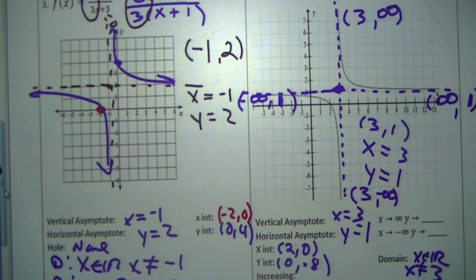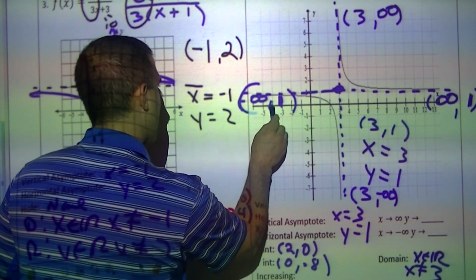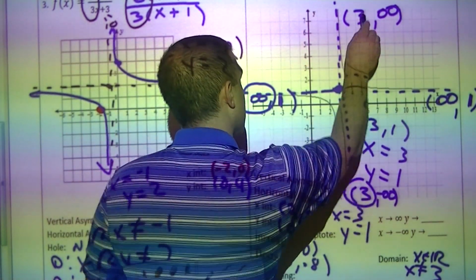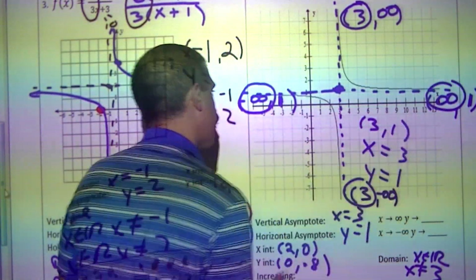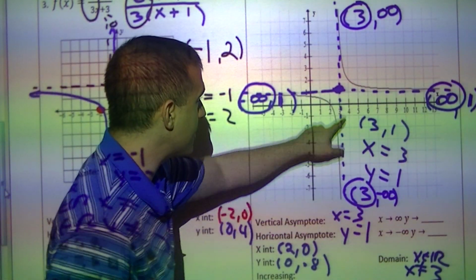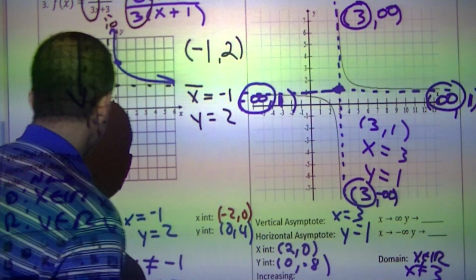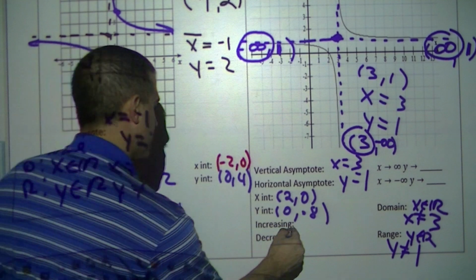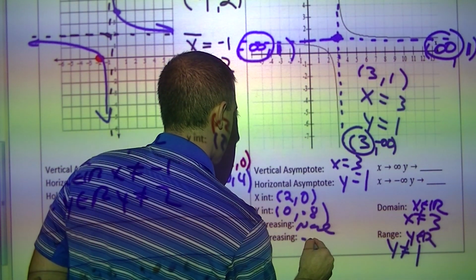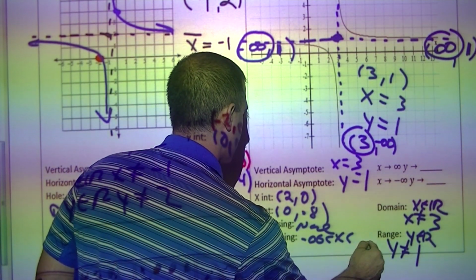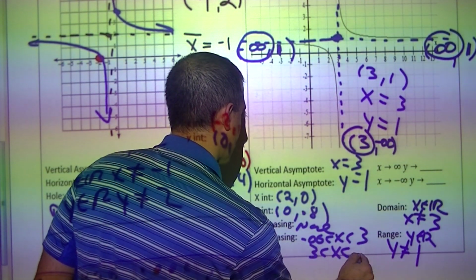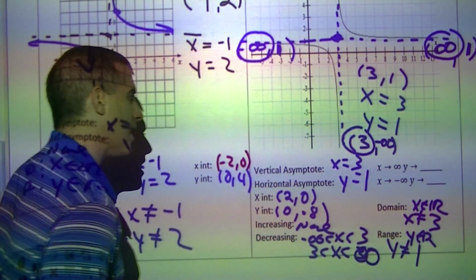To do the increasing, decreasing, all we care about are these x coordinates. If I start here and trace, that's decreasing. Jump up here, that's also decreasing. So it's none for increasing. It's decreasing from -infinity to 3, and from 3 to infinity. Remember, only use the x coordinates.